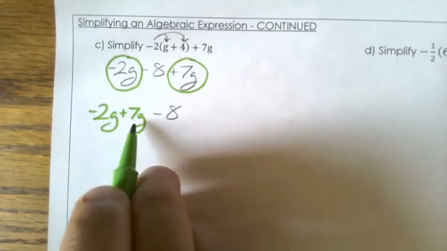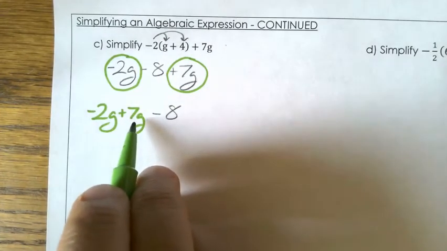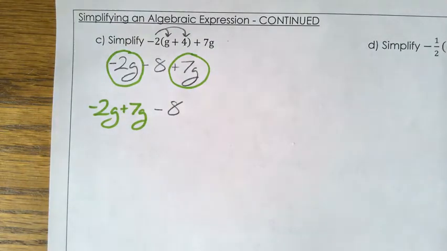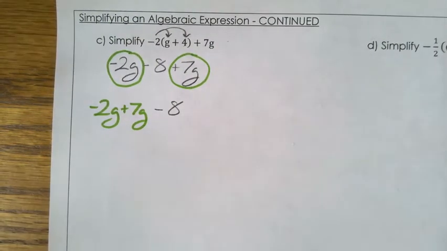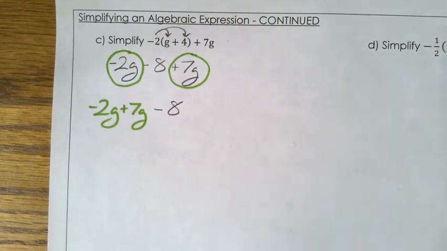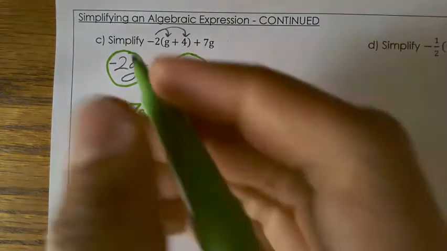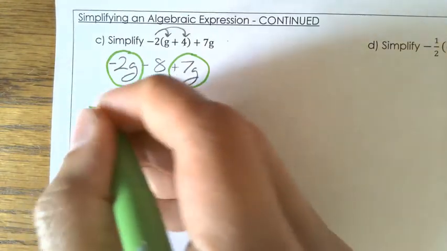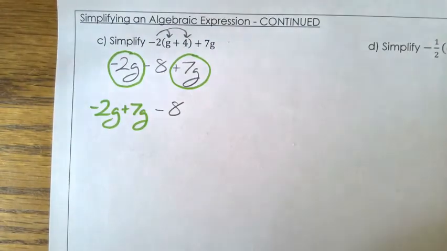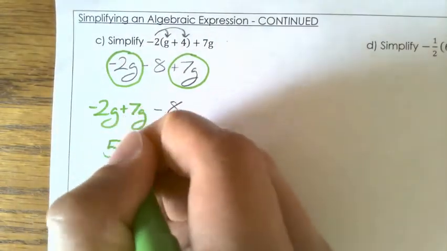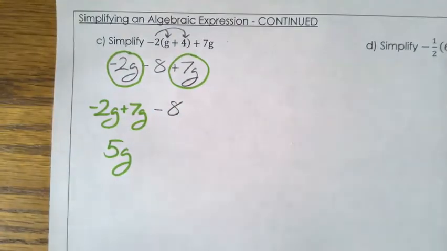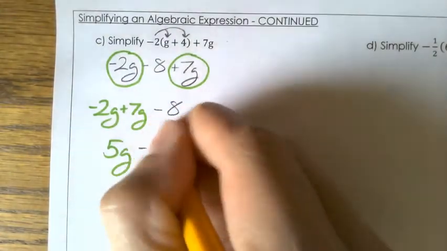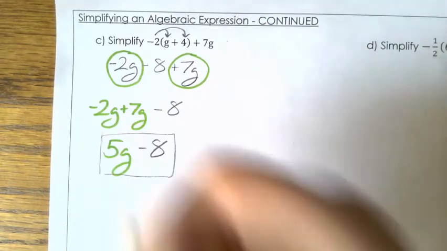-2g and 7g. Well, we have -2 of something plus 7 of something. If you combine those, it would end up being 5g, right? We have 7 of something and we're taking away 2, we're adding 2 negative. So it's going to give us a 5g. Bring down -8. There's our answer.